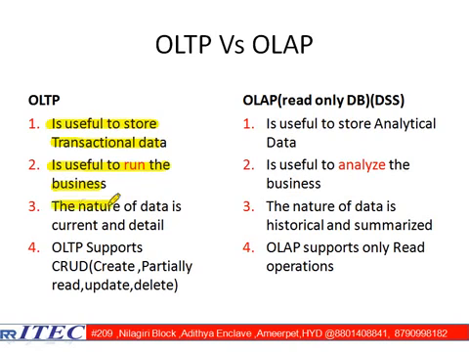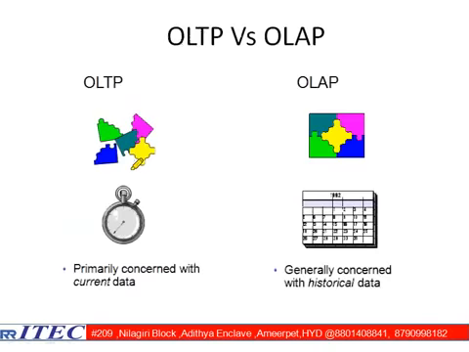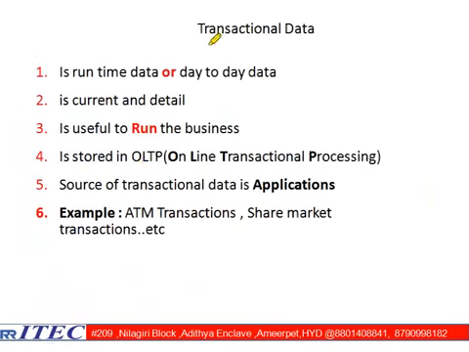Now, the third one: the nature of data is current and detailed. I hope these 3 points were already covered yesterday, when I was discussing transactional data and the current and detailed data. It is useful to run our business. And the transactional data we are storing in one database, which is known as the OLTP database.